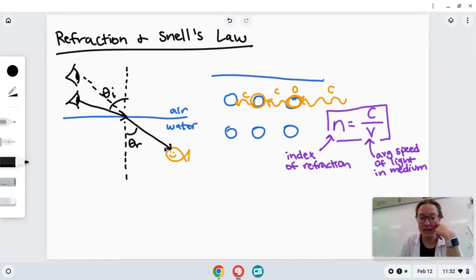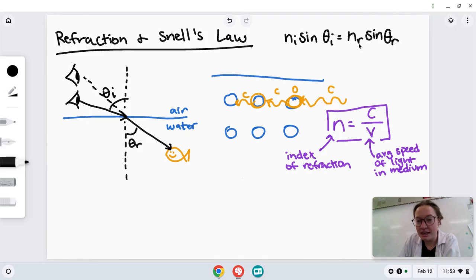Well, I have an equation that you can use to enhance your psychic abilities so that you will know the exact location of that fish. Let's try it now. That equation is known as Snell's law, and it looks like this. We say that Ni sine of theta I is equal to Nr sine of theta R, where Ni is the index of refraction for the incident material. Nr is the index of refraction for the refracted material, the material that you're refracting into. This is sine of the incident angle, and this is sine of the refracted angle.